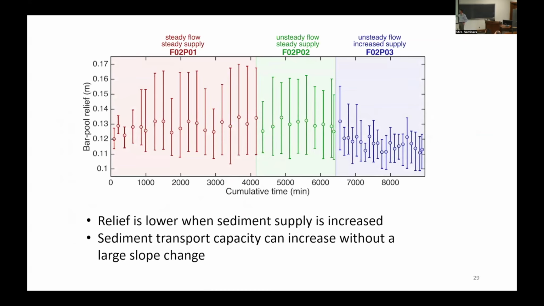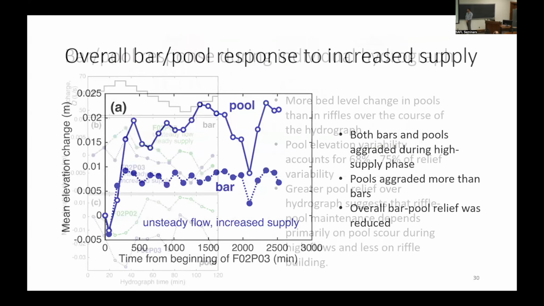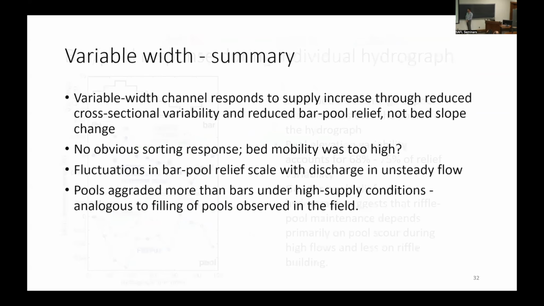Yeah, but because the bar pool relief goes down with the increased sediment supply in that third phase, then almost by default, you would have to expect the slope from one pool to the next, that riffle slope, to have declined, I would guess. But we could look at it in more detail. Okay.